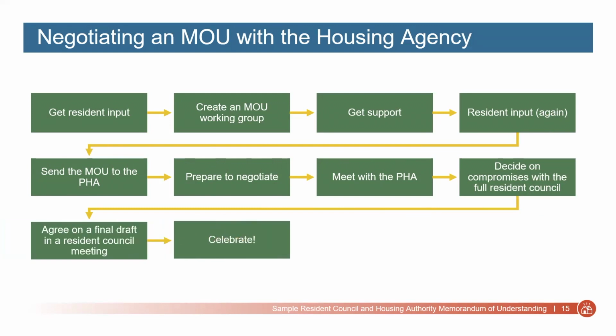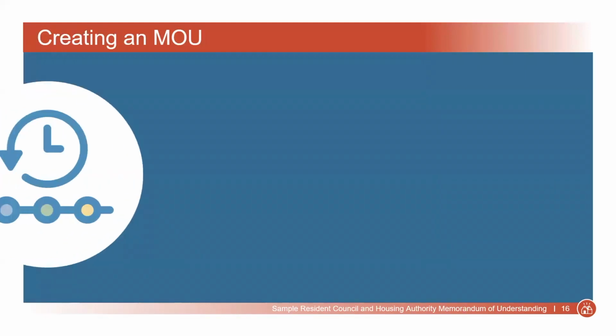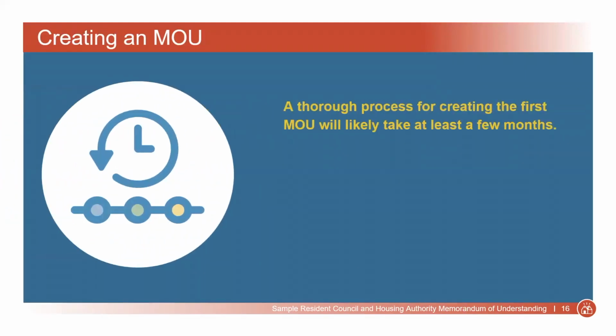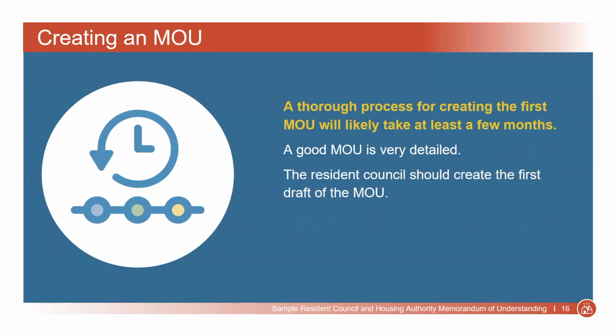We will go through each of these steps in more detail. The thorough process for creating the first MOU will likely take at least a few months. A good MOU is very detailed, so it will likely make sense to have a committee draft it, but it is important to get resident input throughout the process. The resident council or committee should create the first draft of the MOU. This will let the resident council internally determine priorities and what processes they would like to propose. Your resident council can use the sample MOU as a starting point for your discussions and drafts.